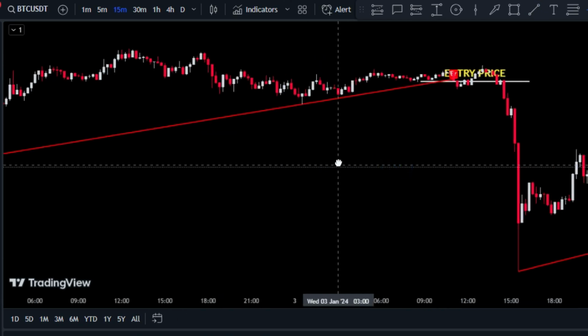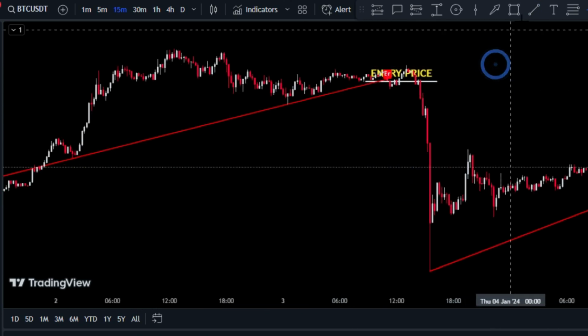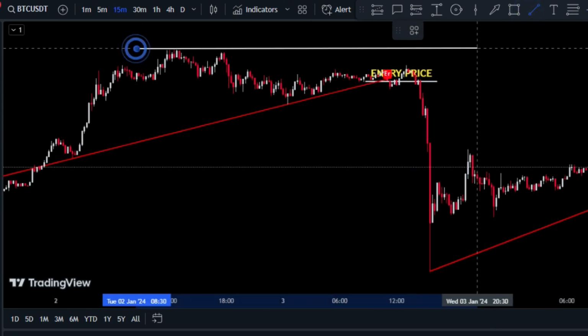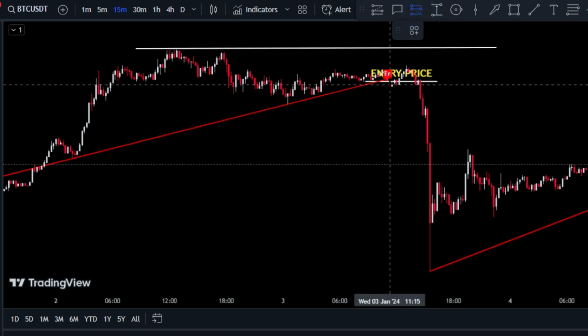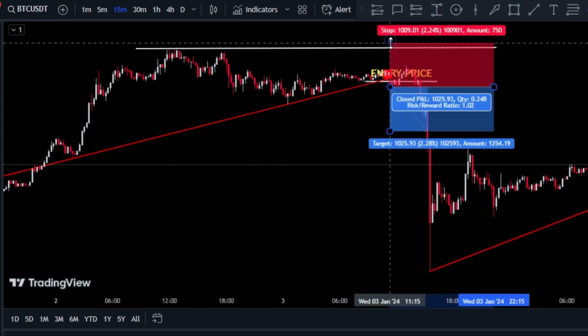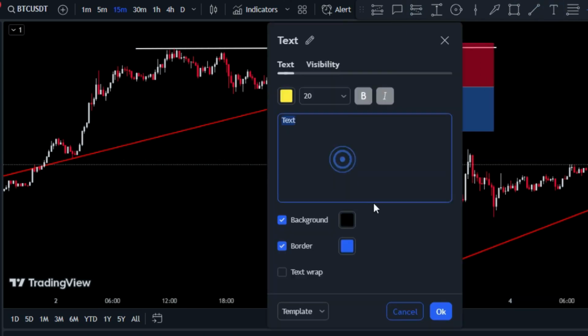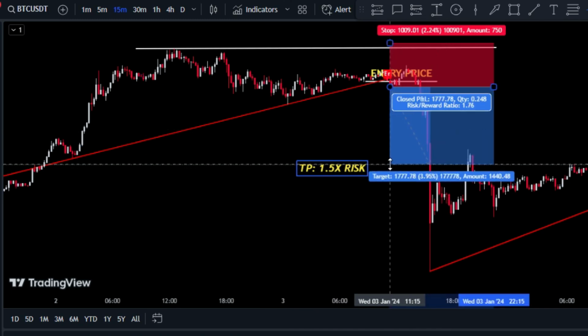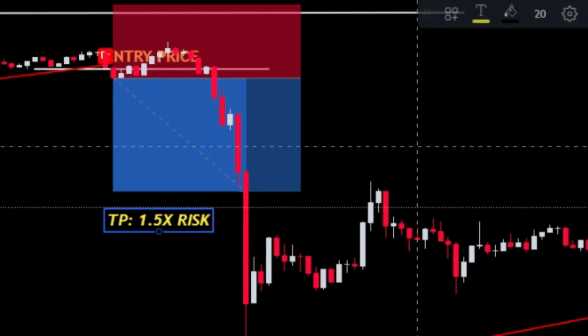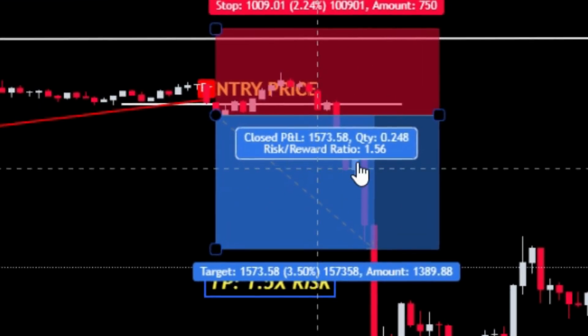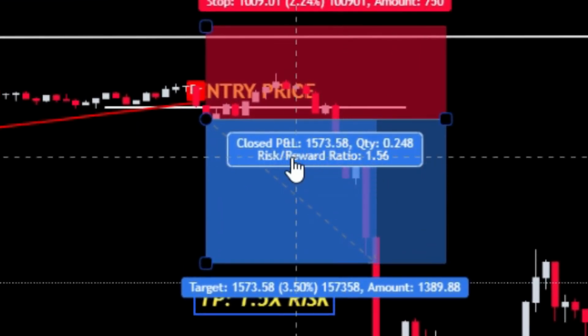To manage risk, be sure to set a stop loss above the recent swing high. And you can also set a profit target that's 1.5 times the amount of your stop loss. This strategy helps us make more informed trading decisions while still keeping risk in check.